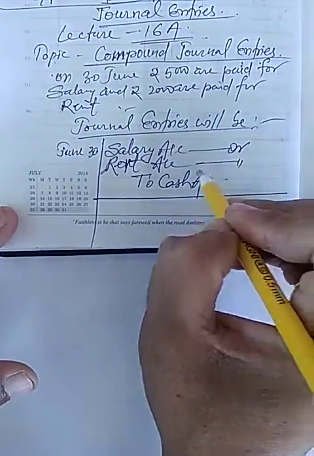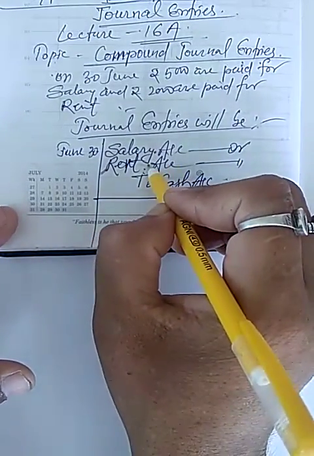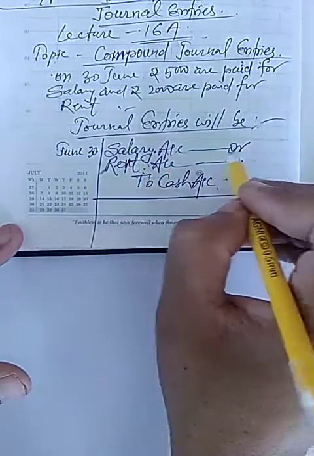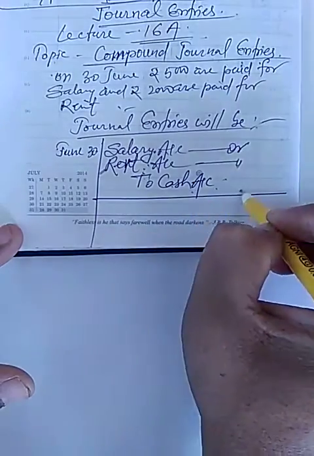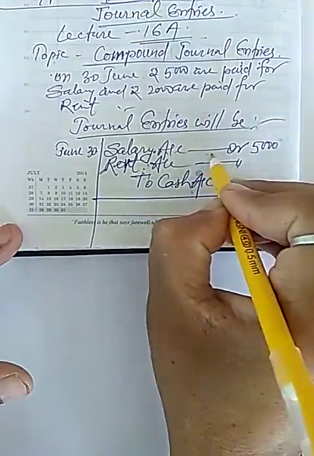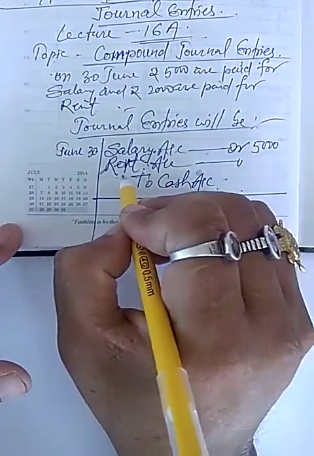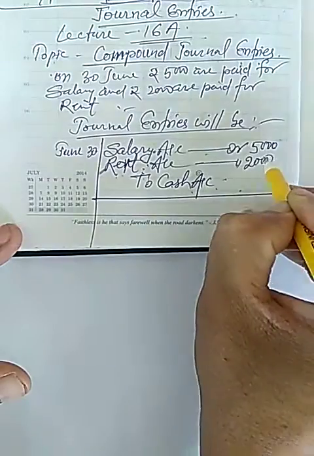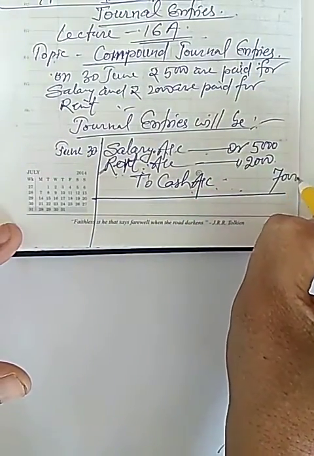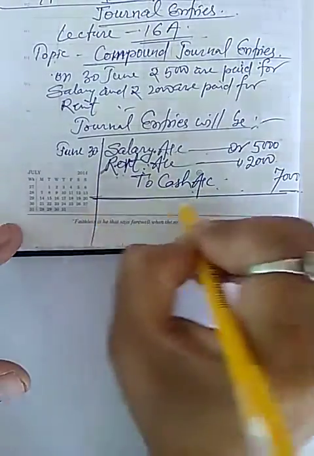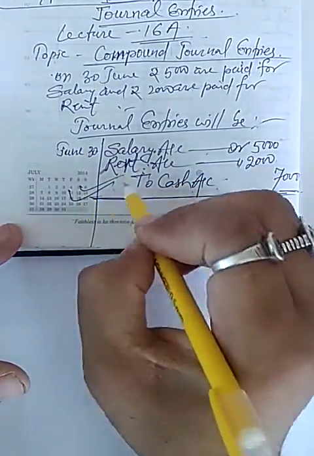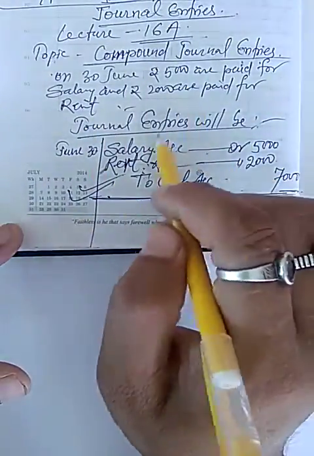because cash is going and salary and rent both are my expenses. So I will write salary account DR, rent account DR to cash account. Amount will be for salary 5,000 in debit side and rent 2,000, and total cash is going 7,000. So I will write 7,000. So this is called compound journal entry.